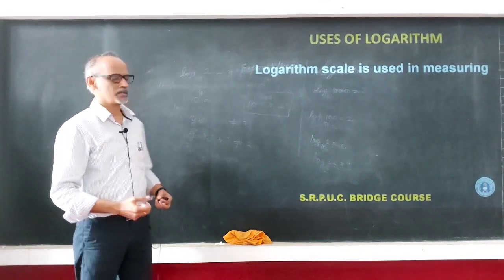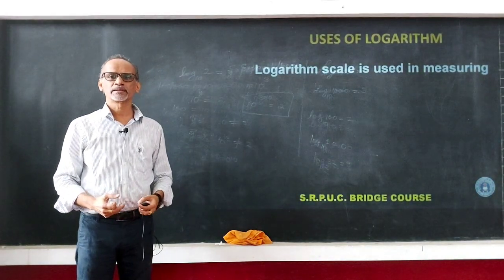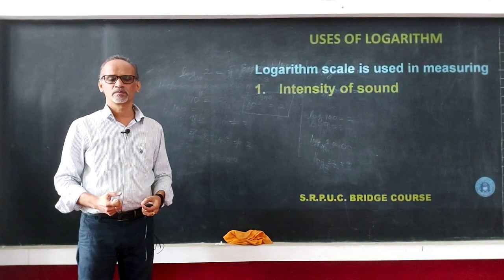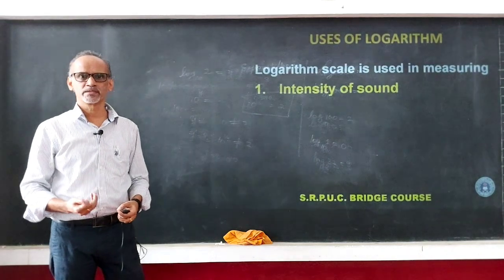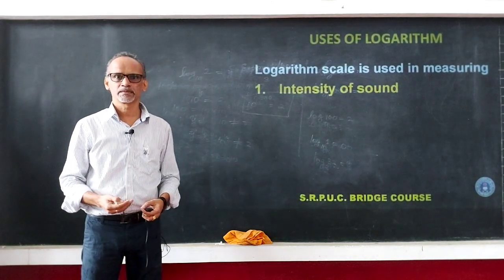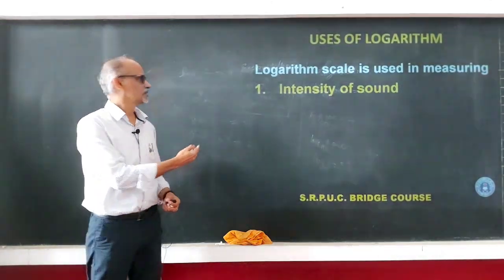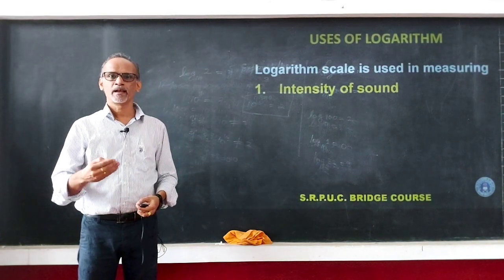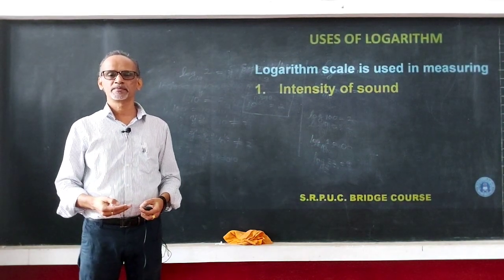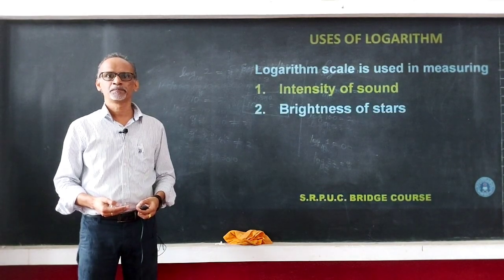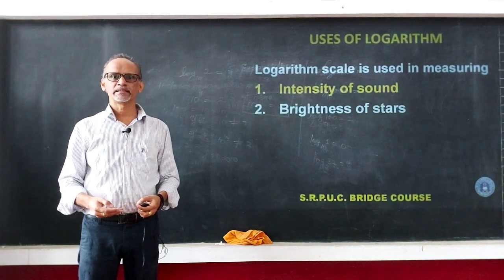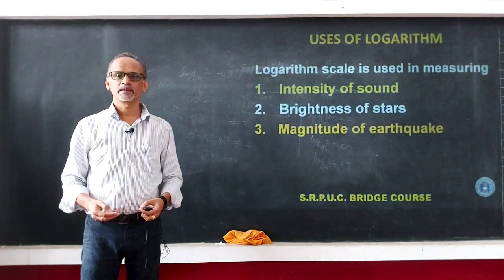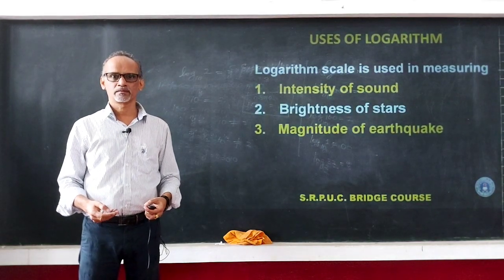Where do we use this logarithm? We use this logarithm to find the intensity of sound. So you must have heard the two units, bel and decibel. To find the intensity of sound, we use this log scale, and the value is expressed in terms of bel or decibel. It's even used to find the brightness of the stars, and to find the magnitude of an earthquake.